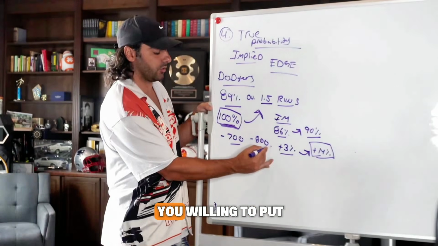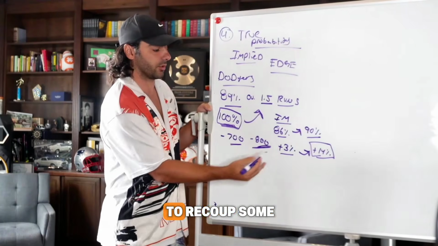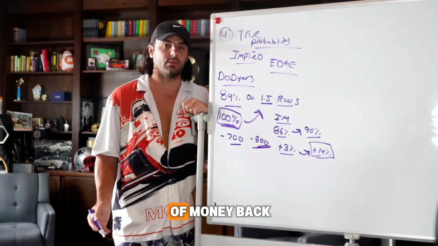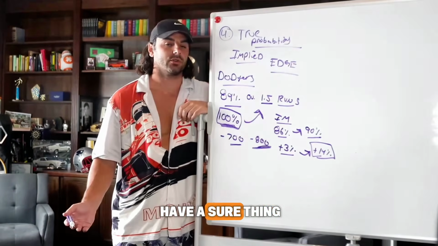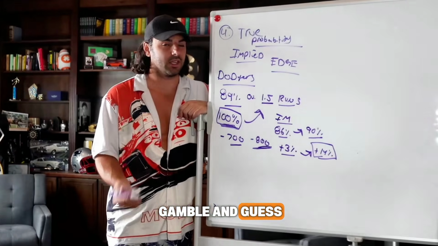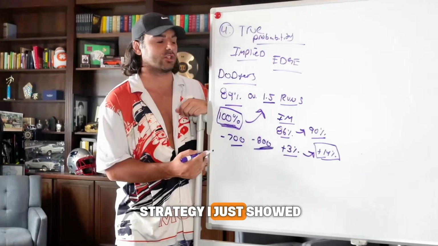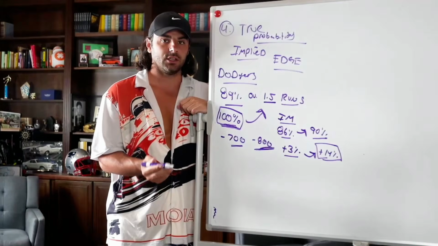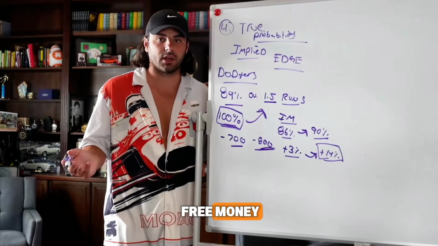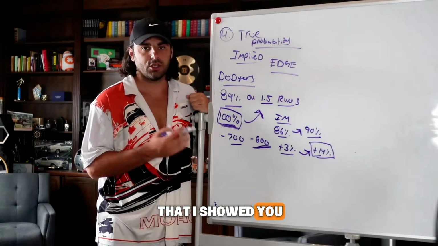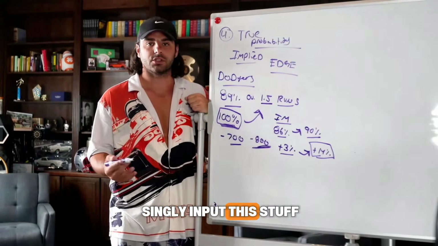It's just how much money are you willing to put down to be able to recoup some. Yeah, you're not going to win a crazy amount of money back, but would you rather have a sure thing, or would you rather gamble and guess? That's where it's actually going to test you. When you follow this strategy that I just showed you for MLB, you're literally going to be able to just print free money.